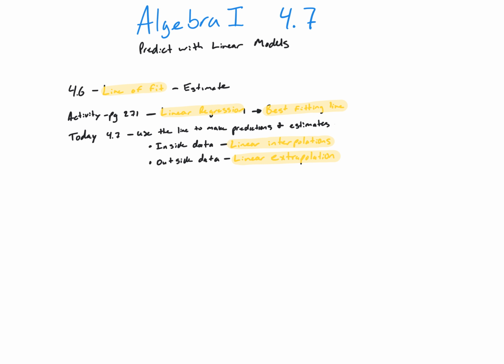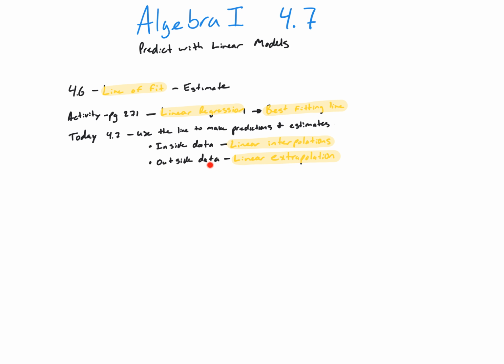Now they break this up into two different categories. If we're working inside of our data, so maybe we know x is 1, 2, 7, 8, 9, and we're working between that 2 and the 7, then we call that linear interpolation. Linear interpolation is whenever you're working inside the data that you already have.